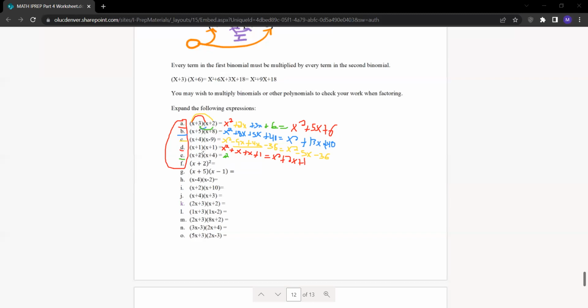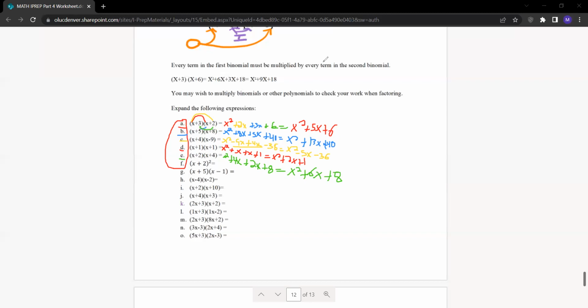X squared. Outside, x times 4. Inside, 2 times x. Outside, 2 times 4. Or sorry, last, 2 times 4, plus 8. We do this, we get x squared plus 6x plus 8.